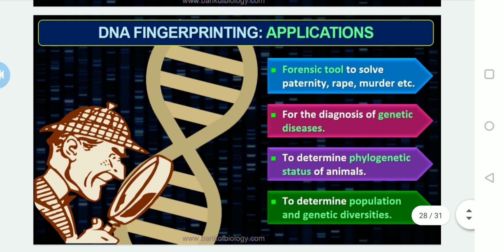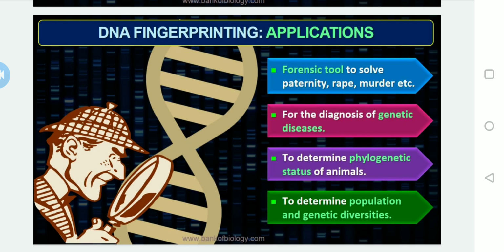And finally, why are we studying and using all these techniques? Because of the applications of DNA fingerprinting. Nowadays we are using this technique. Let me explain what those applications of DNA fingerprinting technology are.